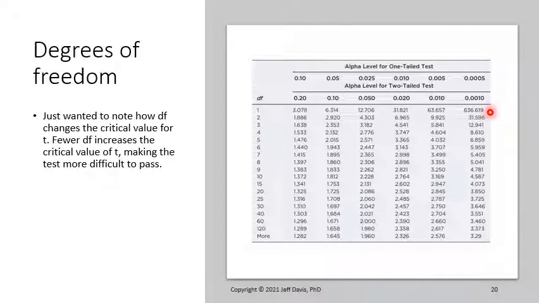But with fewer degrees of freedom, that means you're using a whole lot of information to set this value at a particular level. So you've got to pay the price for that, and that's what you see going on here.